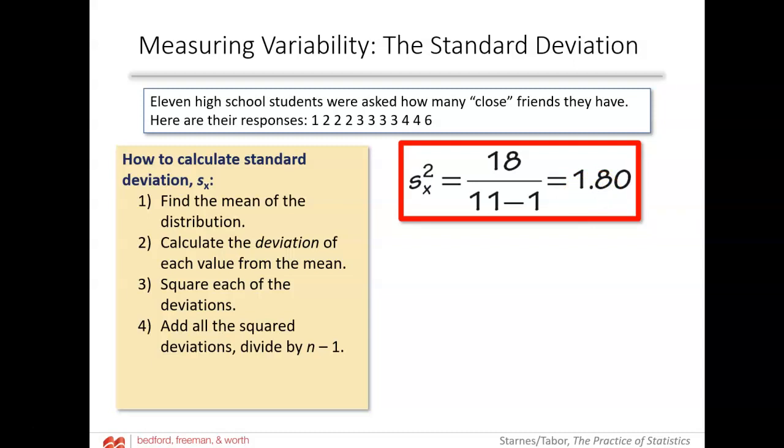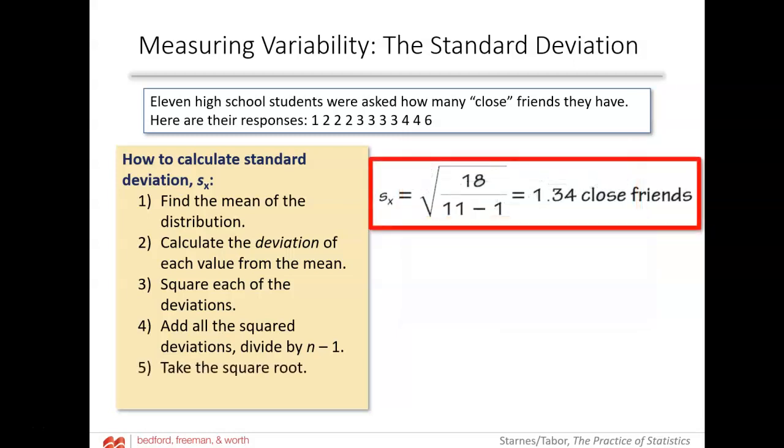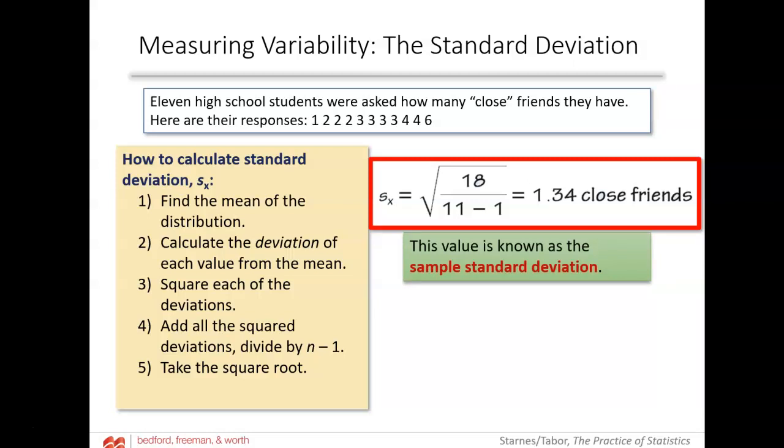Well, I don't really care about friends squared. I don't even know what that is. So the final thing we do, take the sample variance and we square root it. So if you were to square root that equation, you now have what's called the sample standard deviation, and it comes out to 1.34 close friends, which is a lot easier to understand than close friends squared. So that's the sample standard deviation.